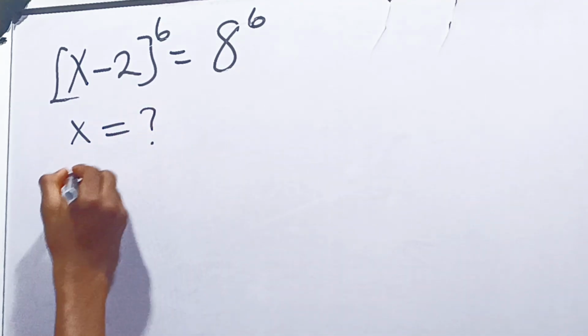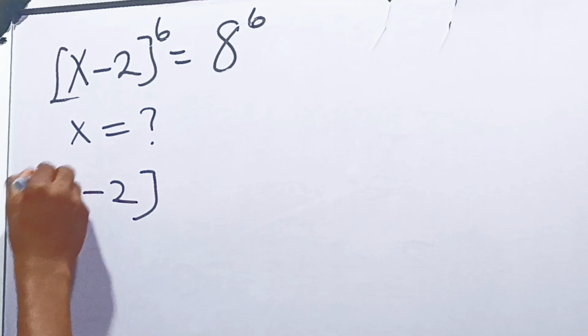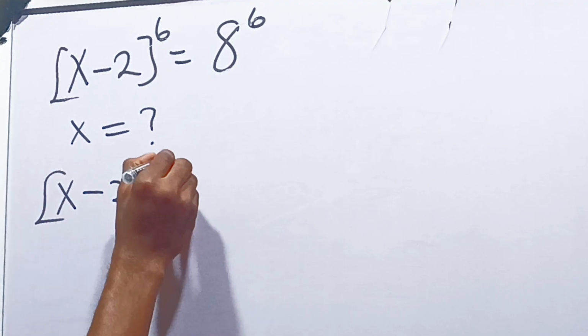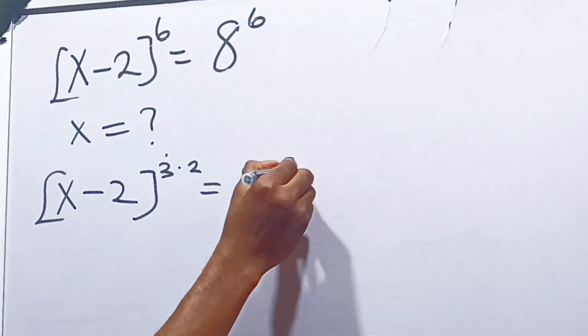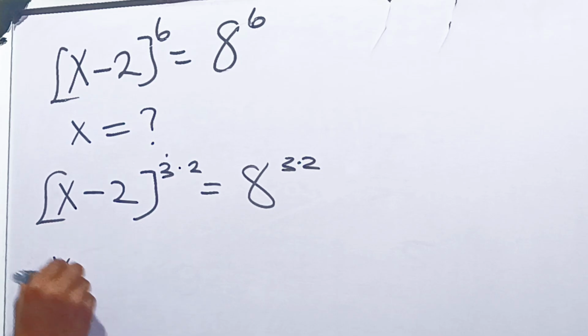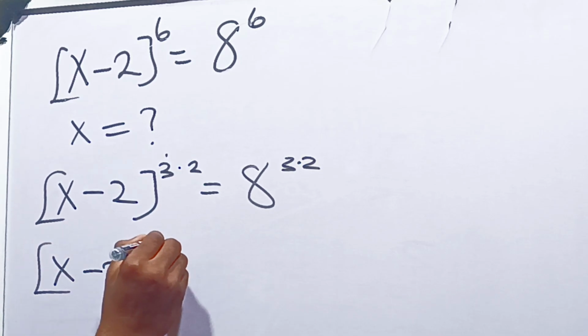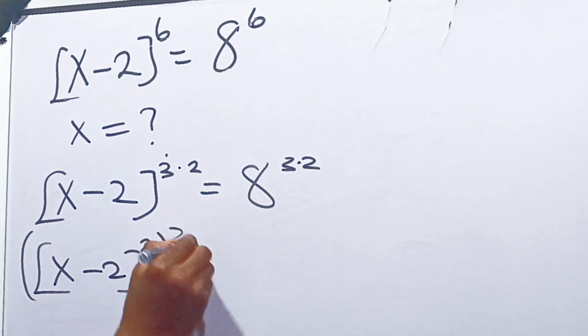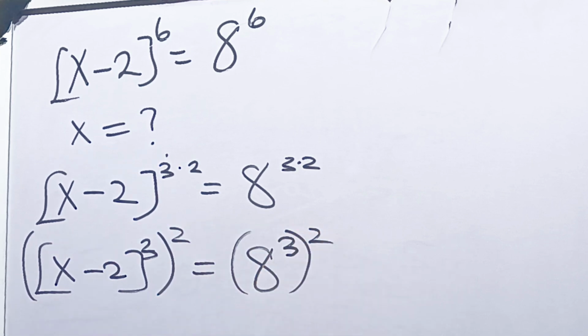Now, the first thing we can do here is to say that x − 2 is raised to the power of 6, which is something as 3 multiplied by 2, okay? So we have 3 multiplied by 2 to be equal to 8 raised to the power 3 multiplied by 2. If you have this, you can write it as ((x − 2)^3)^2 to be equal to (8^3)^2. Okay?